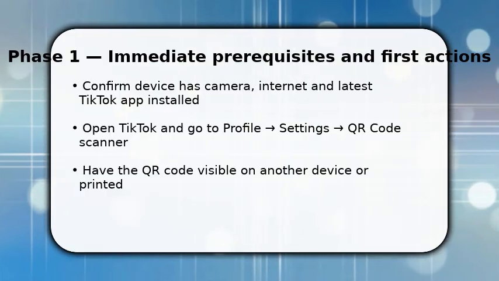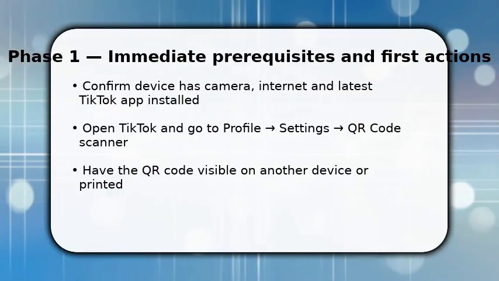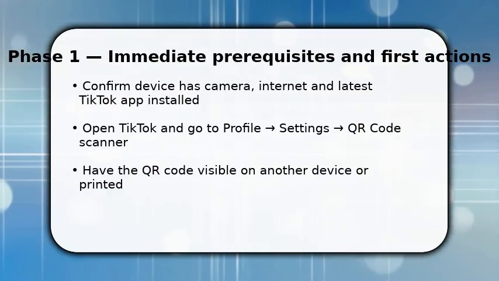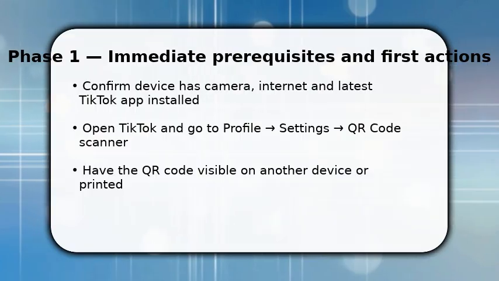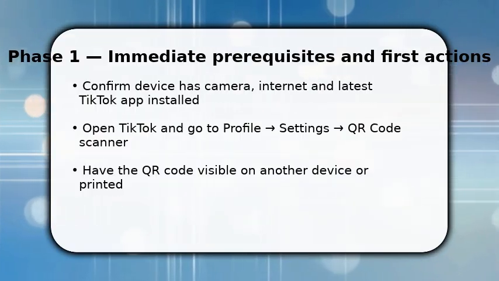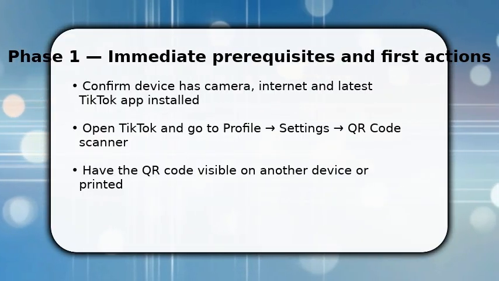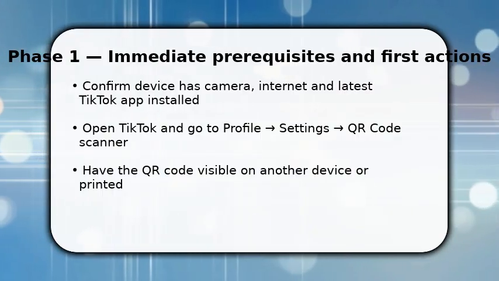You start by making sure your phone has camera and internet access. Once done, open the TikTok app and tap Profile. Next, go to the three dots or menu to find Settings and look for the QR code scanner option. This initiates the login flow.